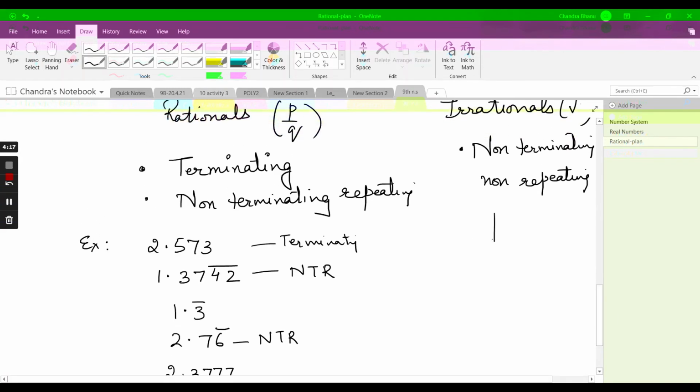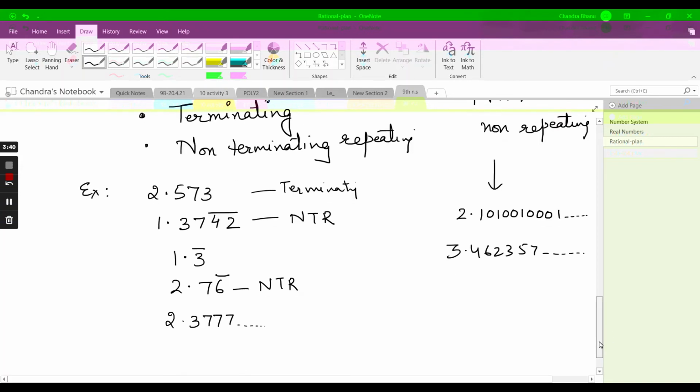But when I talk about irrational numbers, I can say 2.10100100 and so on, dot. What is happening here? The numbers 1 and 0 are not repeating in a fixed block, like 1 0 1 0 before; here it is 1, then 2 zeros, then 3 zeros, then 4 zeros. So a complete block is not repeating itself. I can just take some random number, 3.462357, anything. There is no bar here, that means there is no repetition. So any number which is not stopping and not repeating is an irrational number.